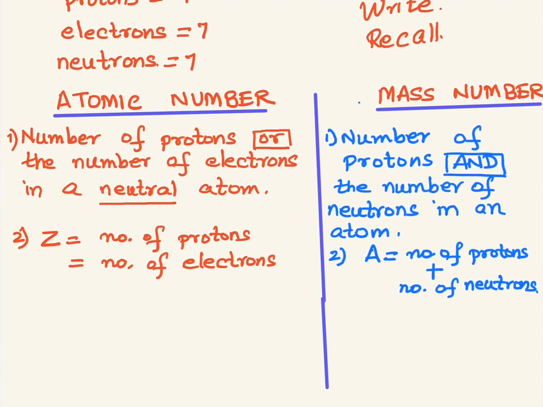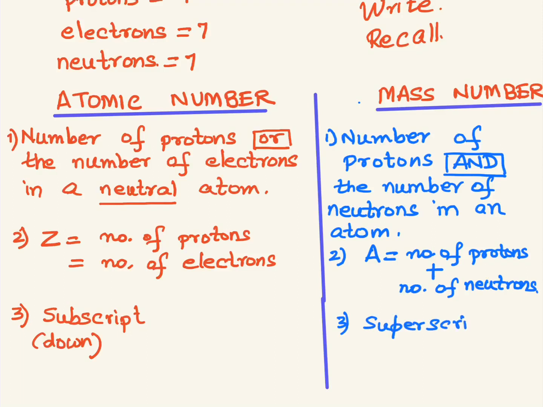Yes, go ahead. Where do you write the atomic number? It is always written as a subscript. Sub means down. It's a level below. Whereas mass number is always written as a superscript. It's superior. It's a step up. So it is written above.